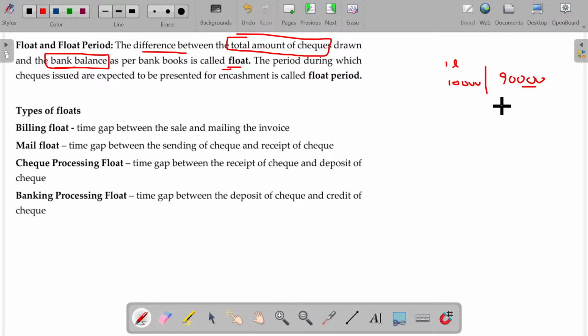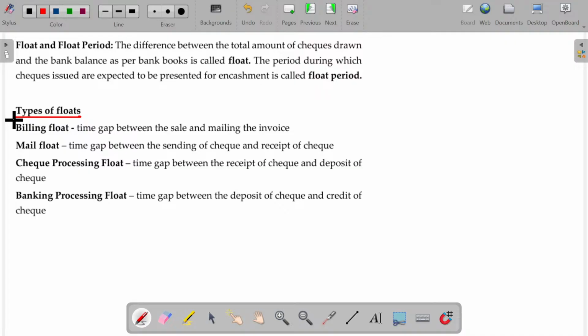But today everything is NEFT transfer. In a matter of half an hour, the fund is transferred from my account to the other account. So float becomes an outdated concept today. The period during which the cheques issued are expected to be presented for encashment is called the float period. So 1 week or 10 days. I issued the cheque; before it gets collected, it takes at least 1 week or 10 days. Then it's called the float period. Hope you'll now be able to understand float and float period. So what are the types of floats we have?